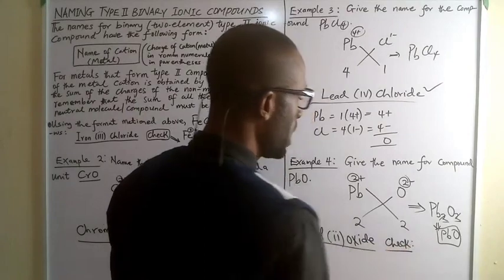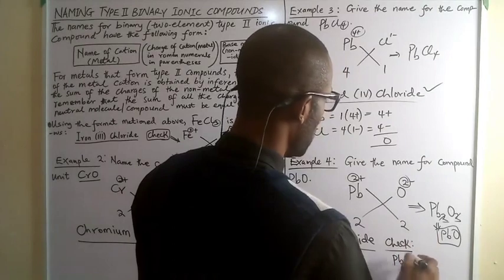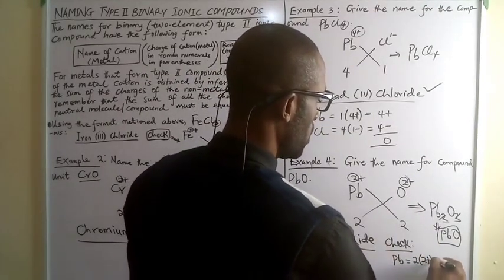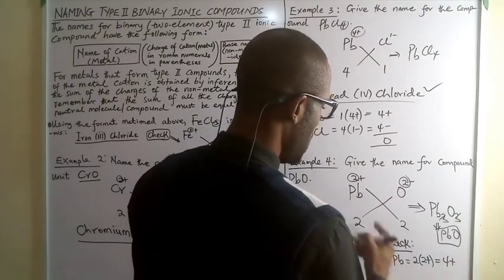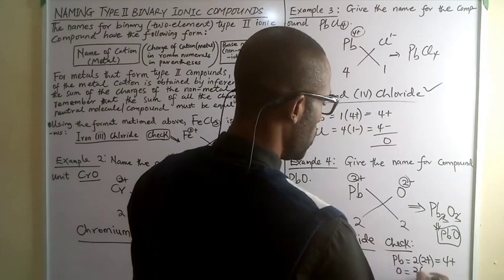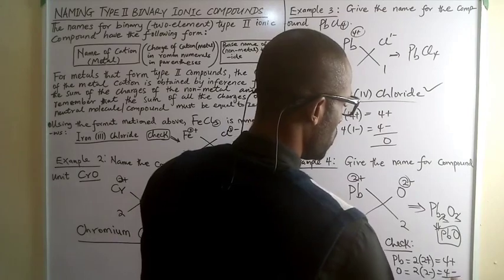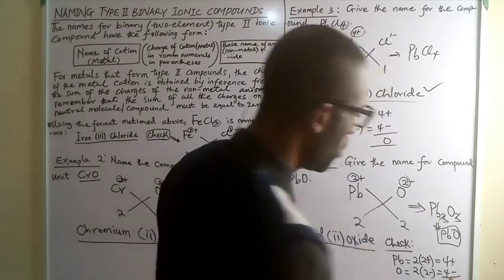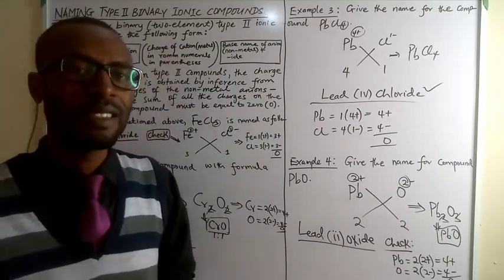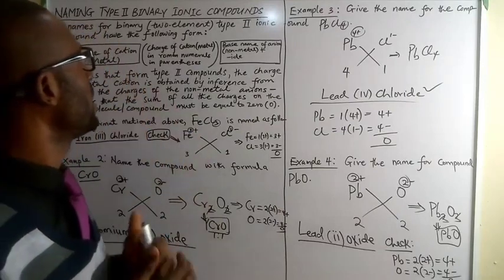So again, to check that we entirely have a neutral molecule, you ask yourself, lead is equal to what? 2. We go into 2 plus, which will give us 4 plus. And for oxygen, you have that 2, again we go into 2 minus, and you have 4 minus. Ultimately, you have a neutral molecule or a neutral compound that is equal to 0. So, friends, this is actually how to name type 2 binary ionic compounds.